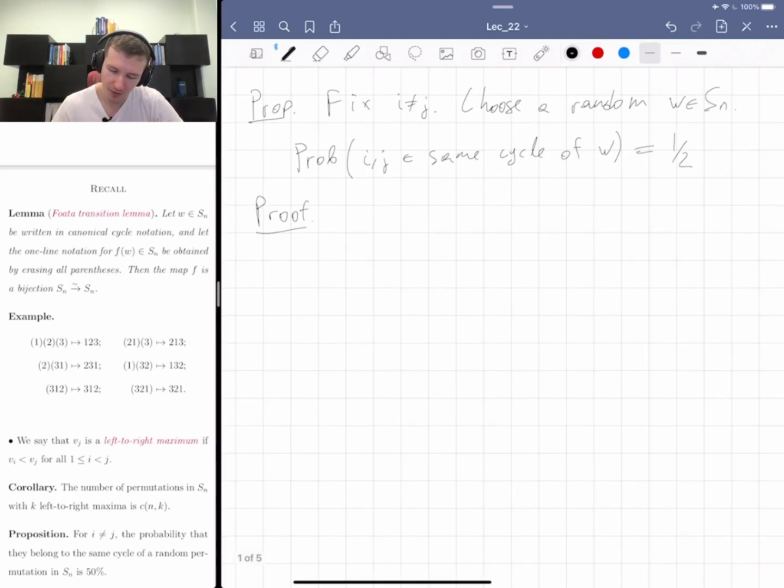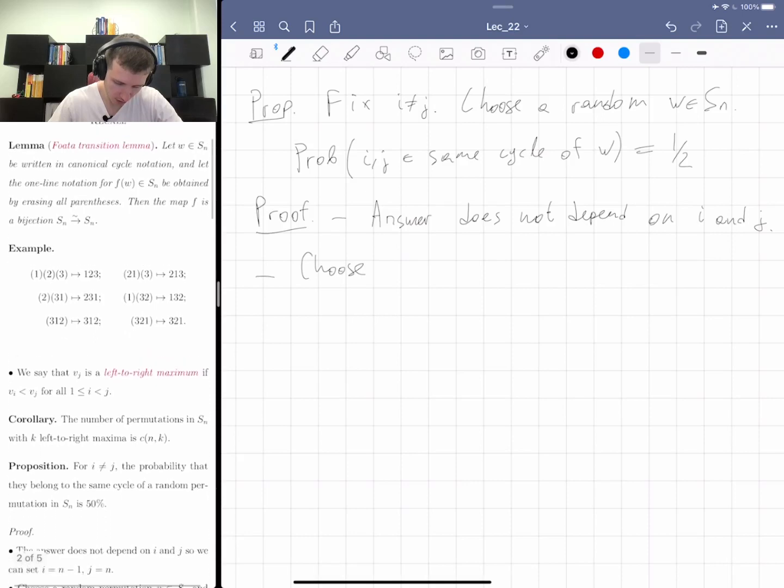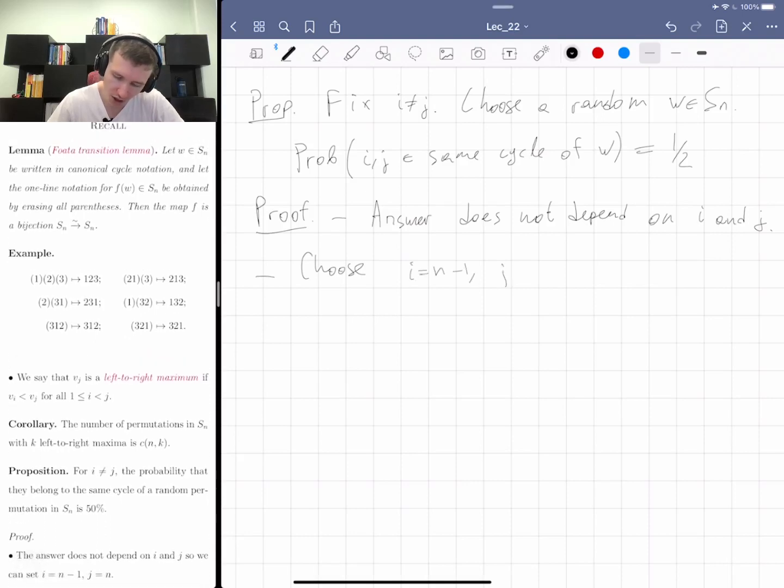Okay, so here is the proof. The first step is to observe that the problem is symmetric. So the answer does not depend on the choice of i and j. Right, because you can relabel all the elements and then the cycles are going to be the same. But for our problem, the way we're going to solve it is we're going to choose specific i and j. So I'm going to break the symmetry. And what I'm going to do is I'm going to choose i equal to n minus 1 and j equal to n.